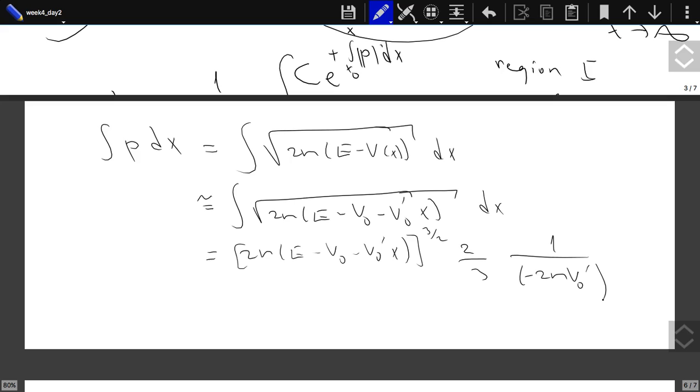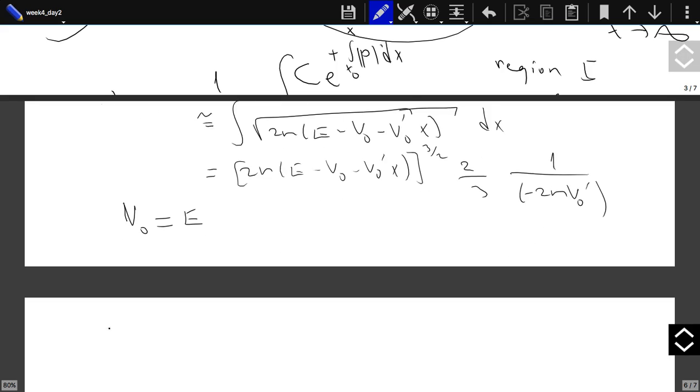Well, I will do even one more thing. Note that E and V0, what is V0 in terms of the other parameters we know? This is the definition of the turning point. So we know the p dx integral. This is proportional to x to the power 3/2. This is what I will pay attention to.